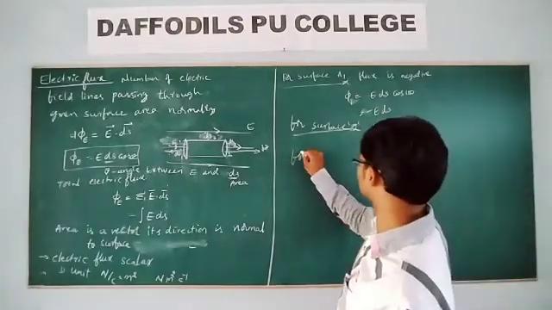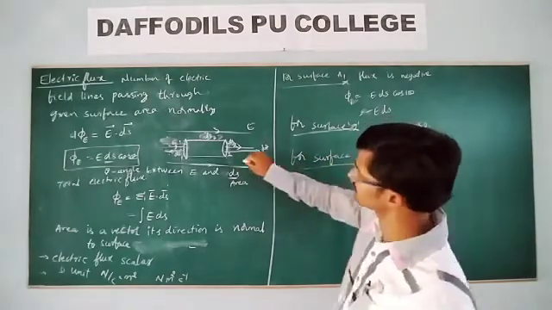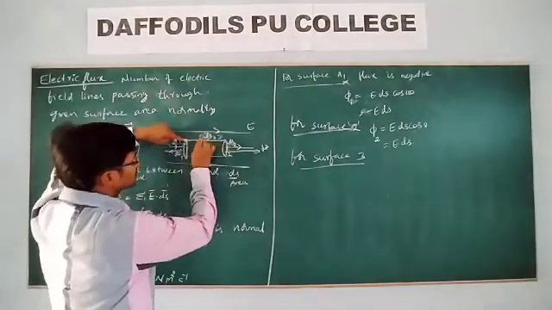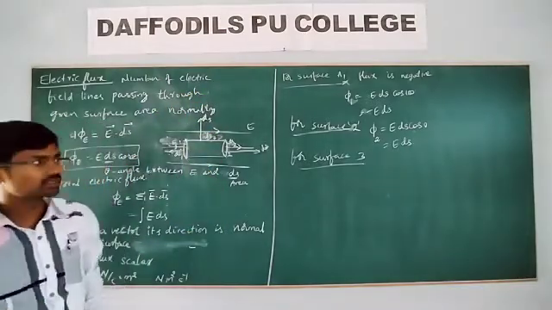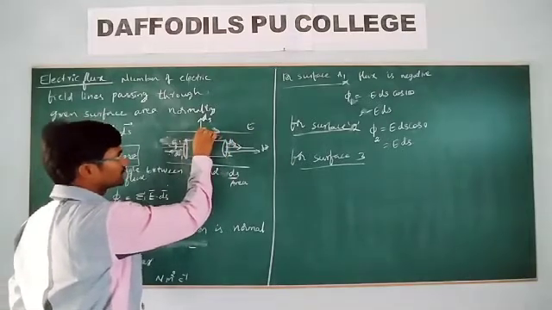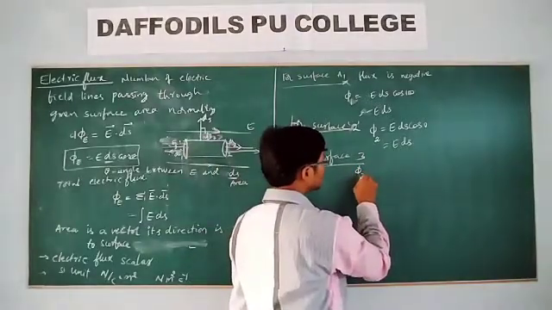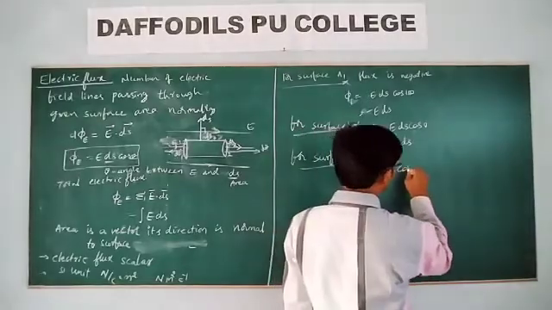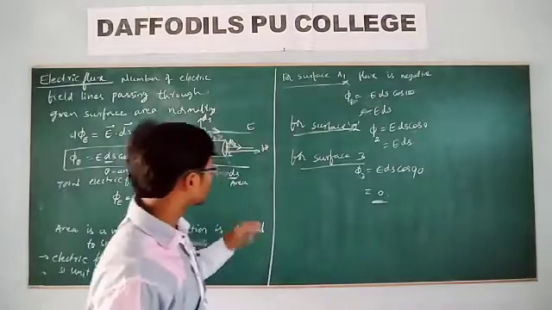Similarly, for the third surface, look at this one. For this surface, the area vector is always normal, and the electric field is along the surface. Then what is the angle between the area vector and the electric field? 90 degrees. Then phi3 is equal to E ds cos 90, which is equal to 0.